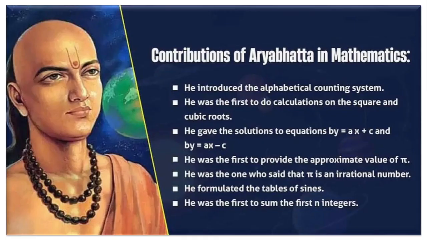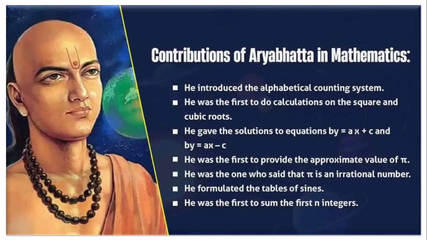He gave solutions to equations like these: by equal to ax plus c and by equal to ax minus c. These are called linear Pell's equations that were studied in Europe quite late, as late as in the 17th century. But these were studied by Aryabhatta quite as early as in the 7th century.